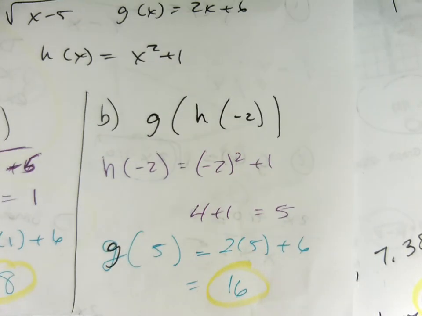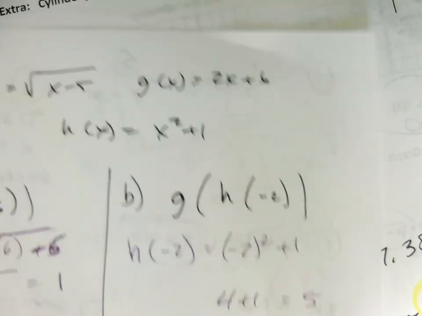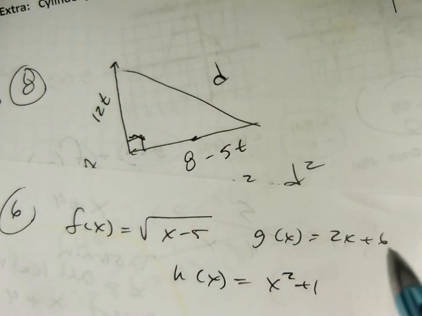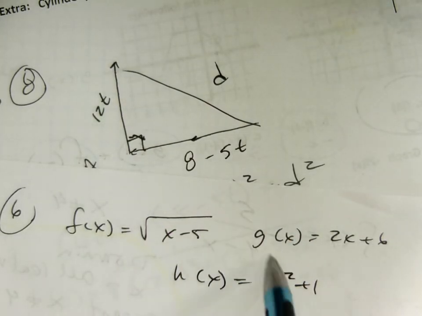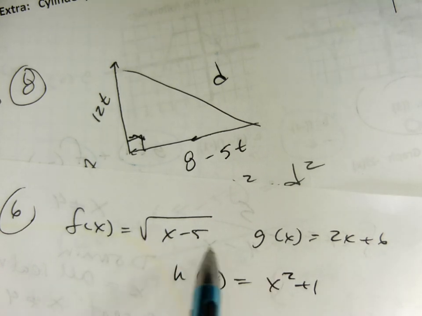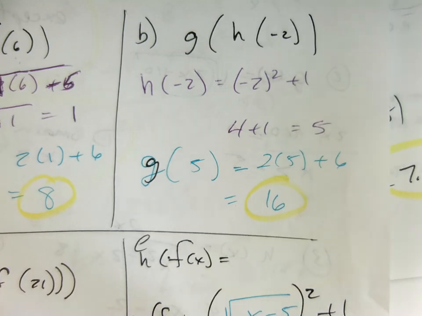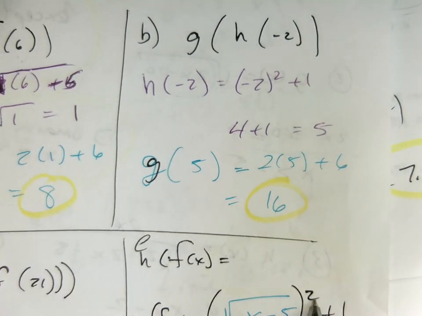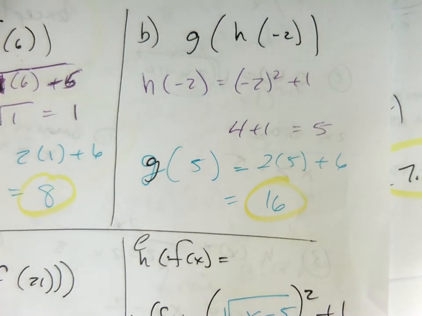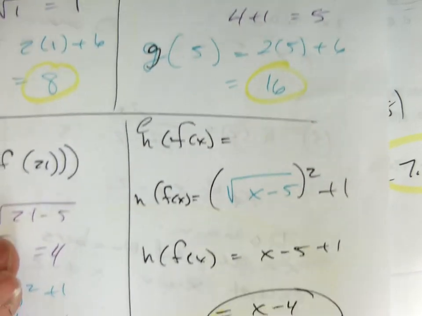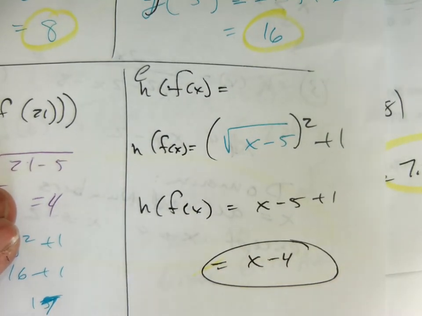Now, on this one, you're going to put all of f of x into h. So all of this goes into h. So instead of x squared, it's just going to be the square root of x minus 5, squared. So I put that into x. Squares cancel the square root. And I have x minus 5 plus 1, which is simply just going to be x minus 4. Okay?